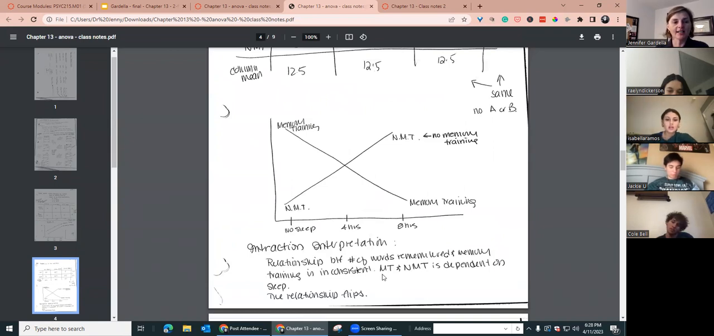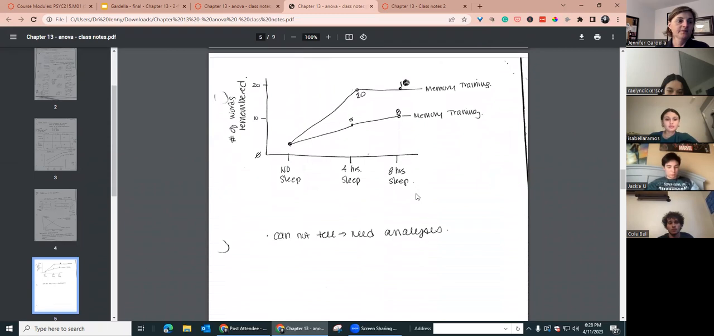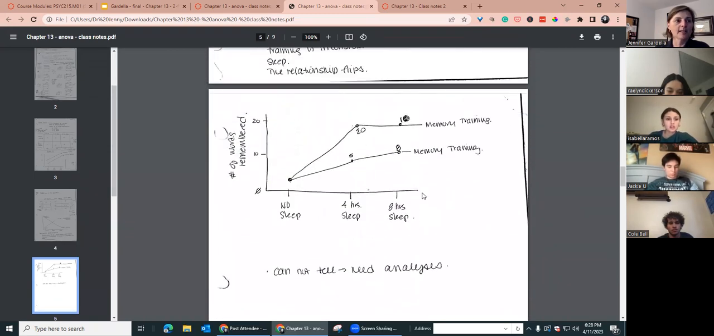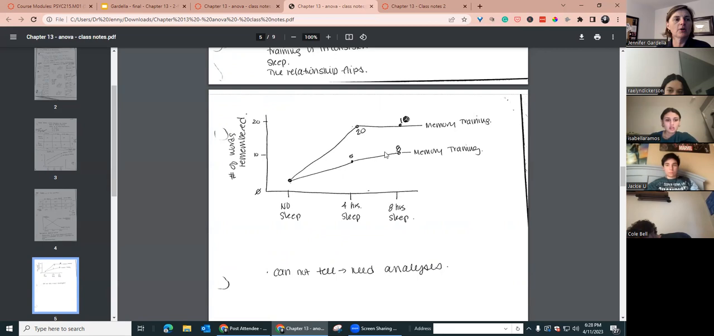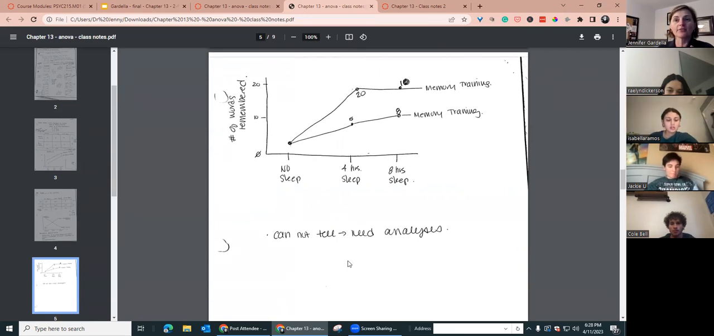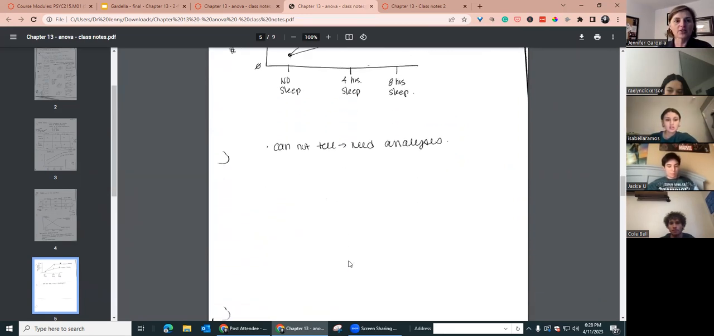So you could say that no memory training and memory training is dependent on sleep, but the relationship flips at some point. The cross indicates a flip because the lines cross. Now, if we change them one more time, I didn't include this, but this would be that ordinal interaction. So the memory training line and this should be no memory training, they don't cross, but they also don't stay consistent. So this is an interaction as well. At the end of the day, you can tell a lot from the graphs, but you always need to do an analysis.